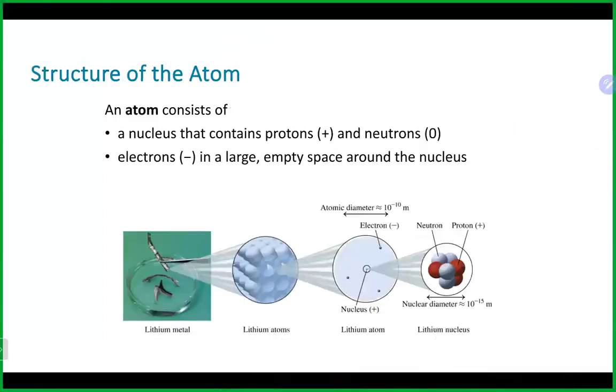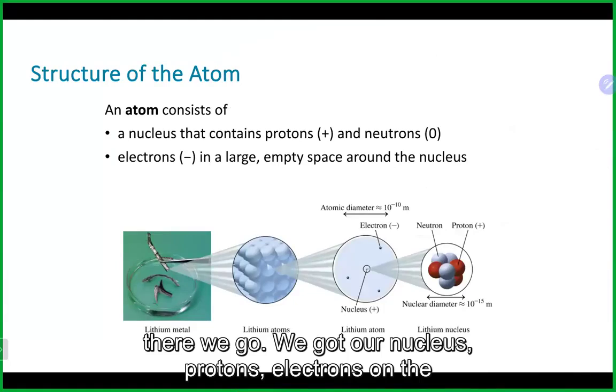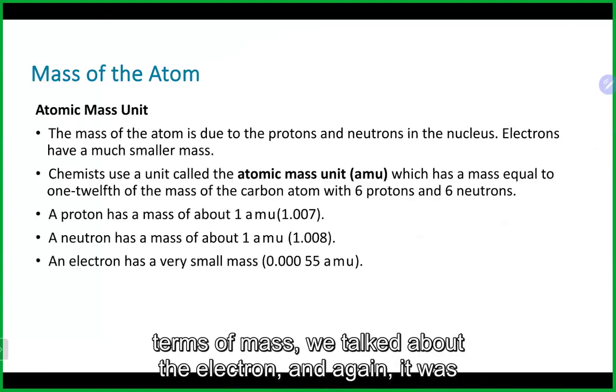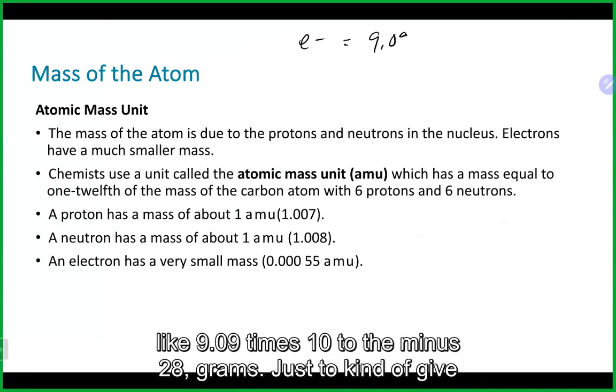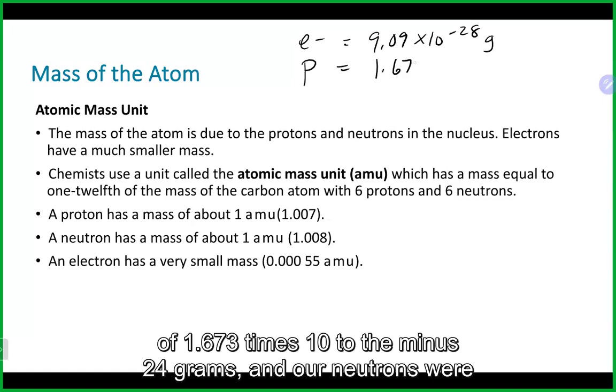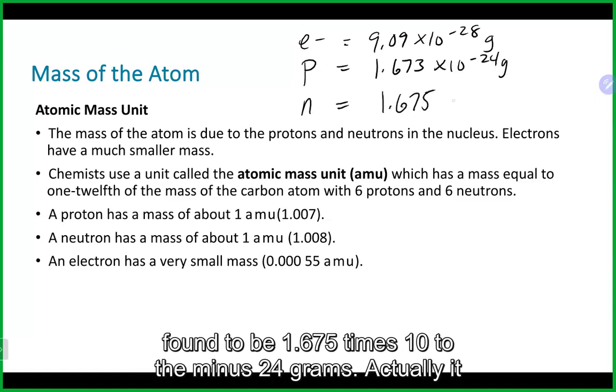All right. So there we go. We've got our nucleus, with protons and neutrons in the middle, and electrons on the outside. In terms of mass, we talked about the electron, which was about 9.09 times 10 to the minus 28 grams. Just to give you a reference, protons were found to be in the ballpark of 1.673 times 10 to the minus 24 grams, and neutrons were found to be 1.675 times 10 to the minus 24 grams.